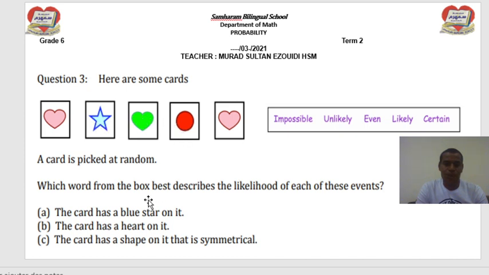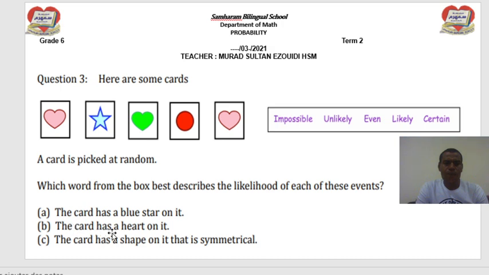Here the card has a blue star on it means 1/5. So 1/5 here, my learners, can't be impossible because it has a probability of more than 0, so it will be unlikely, simply because the probability of getting a blue star is 1/5. Why 1? Because I have one star from how many? From 5 cards. The possible outcomes are 5.